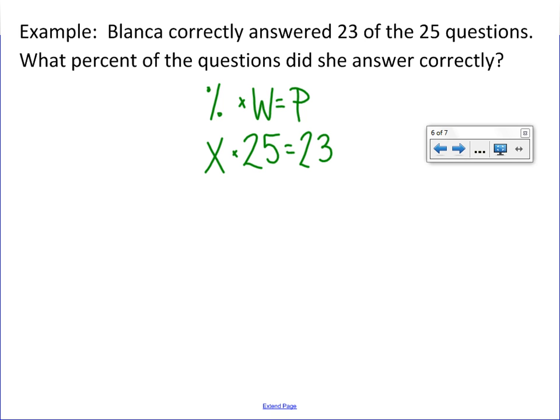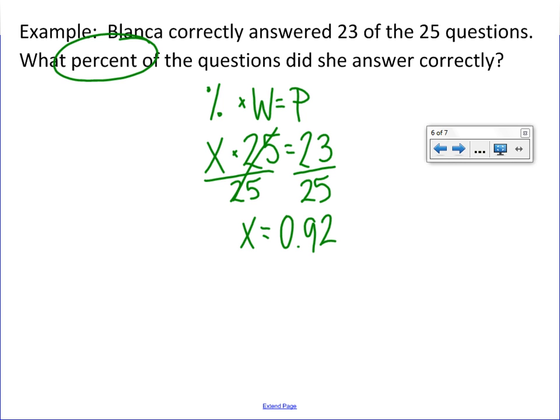To get x by itself, these are multiplying, so I'm going to do the opposite and divide. What I do to one side, I must do to the other. Cancels, I have x equals, and I take 23 divided by 25, and that gets me 0.92. Did it ask me for a decimal? No, it asked me for a percent. So to change this to a percent, instead of changing it by moving the decimal to the left to change it to a decimal, I'm going to take the decimal to the right and change it to the percent. So this is going to be 92%.